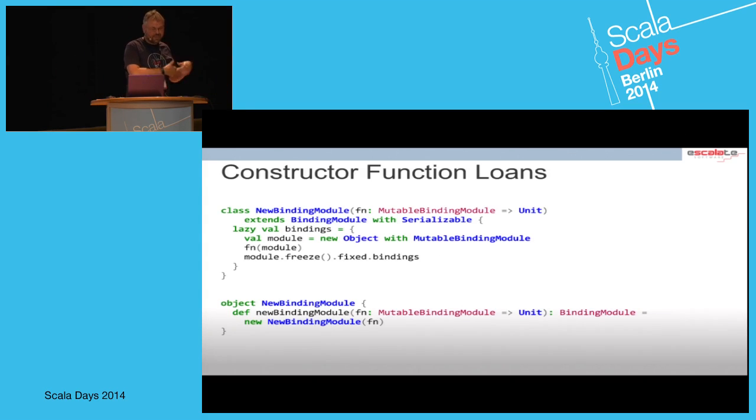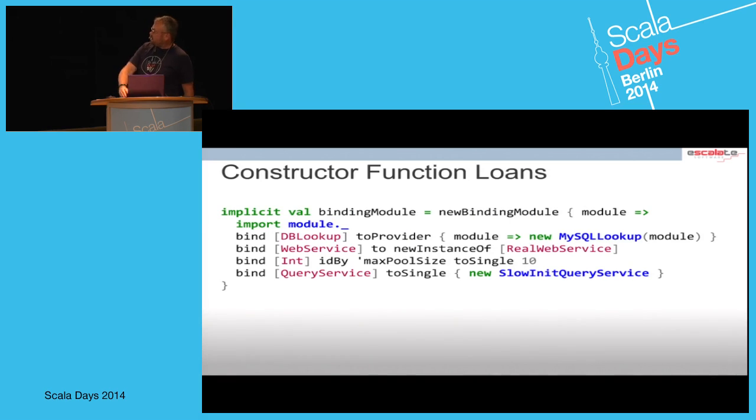You're always handed back something that you can't change. So basically, create the thing mutable, loan it, use it. After it's finished, freeze it, and give it back to the person as a fixed, immutable thing. That's an example in a library that I wrote a couple of years ago now called Subcut, and that's the kind of idea here.